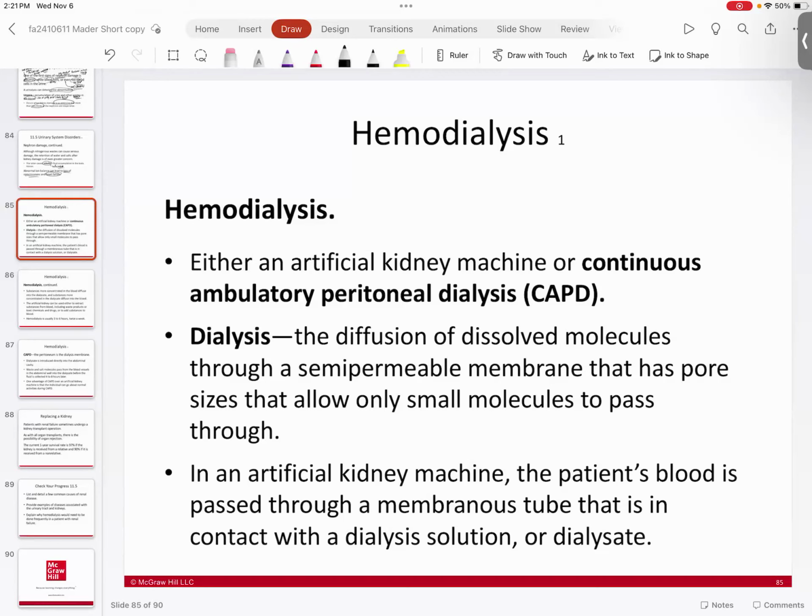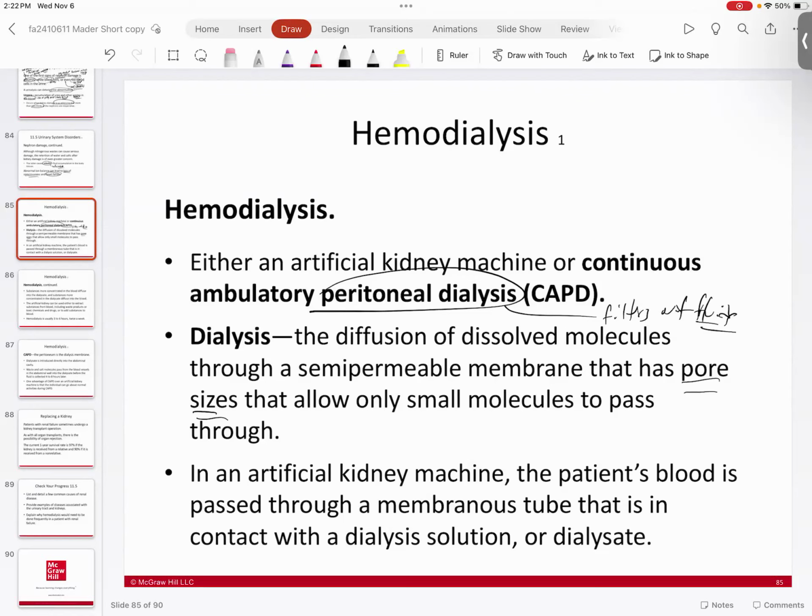Now, hemodialysis, this is basically treatment for it. So essentially you can have an artificial kidney machine, or you have CAPD, continuous ambulatory peritoneal dialysis, where you're taking fluids and pushing them through your peritoneal lining as a way to filter out the fluids. And so with dialysis itself, what's happening is you're diffusing out these dissolved molecules with a semi-permeable membrane. It's a pore size associated situation where only small molecules can pass through. So you're filtering it, basically. And so that's one way to do it.